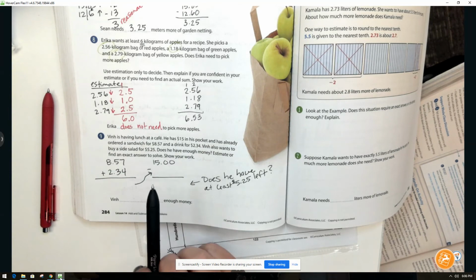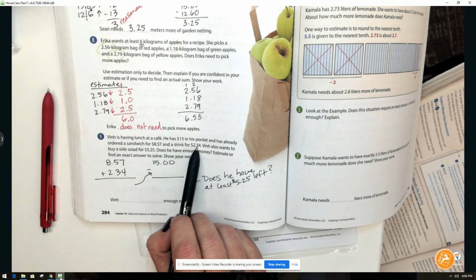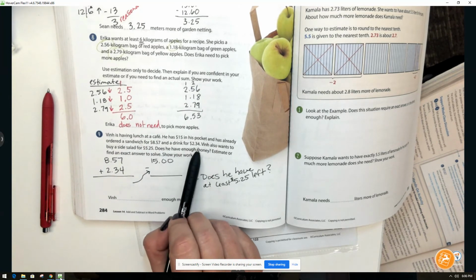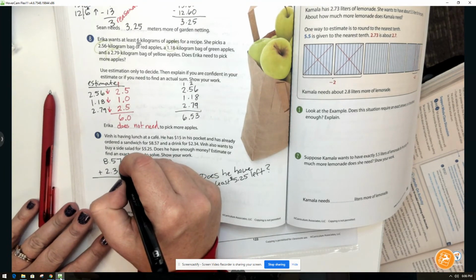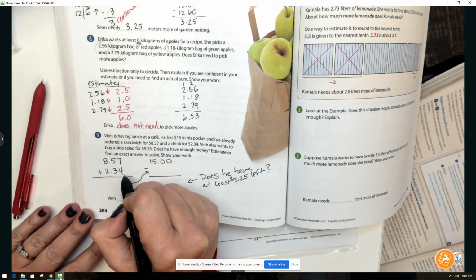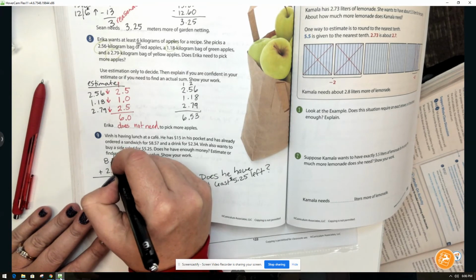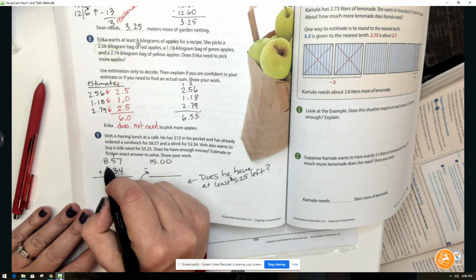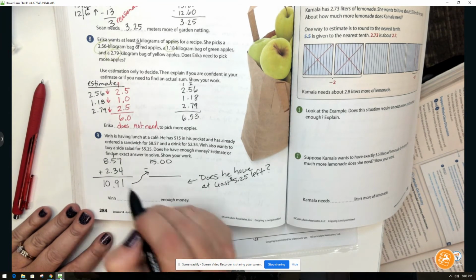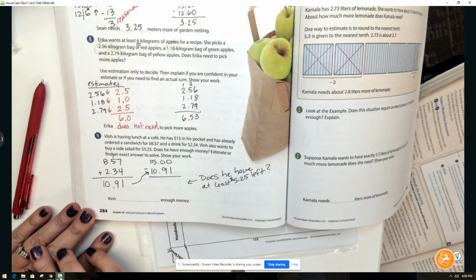Since we've done a lot of estimating today, we're going to go ahead and just solve this problem. So we know he has $15. First, we need to find out, he already ordered a sandwich and a drink. So let's go ahead and find out how much he already spent. So his sandwich was $8.57, his drink was $2.34. 7 plus 4 is 11. 1 plus 5 is 6 plus 3 is 9. And then 8 plus 2 is 10. So he has already spent $10.91.